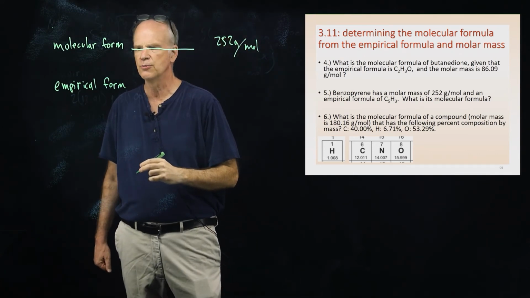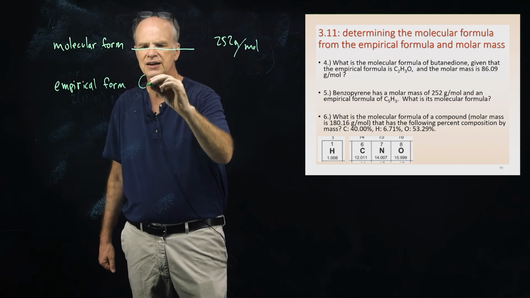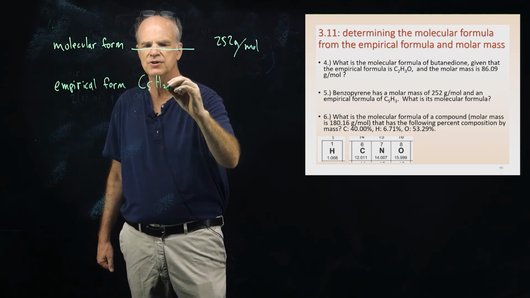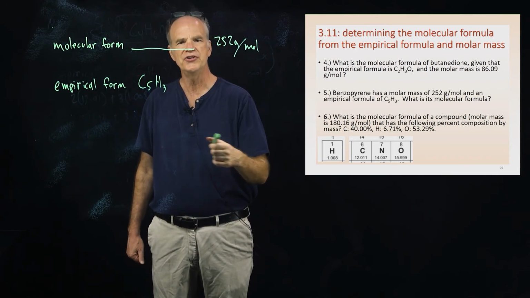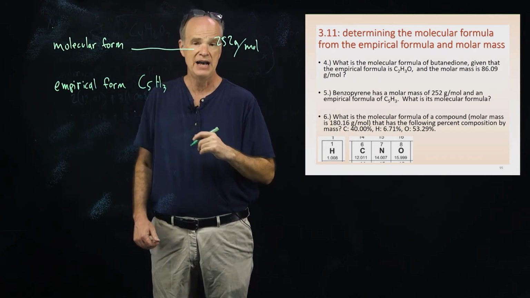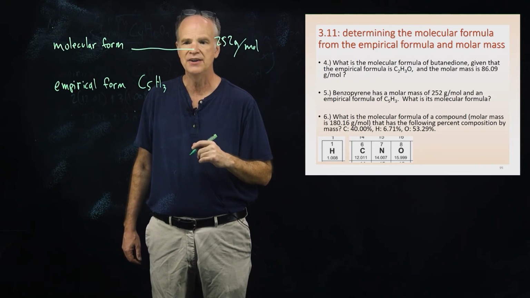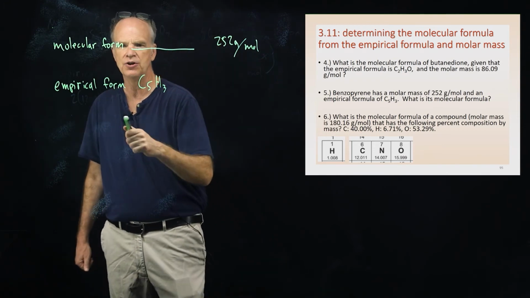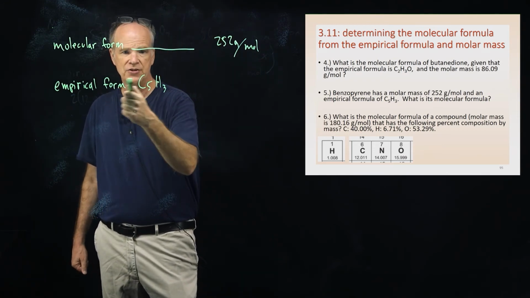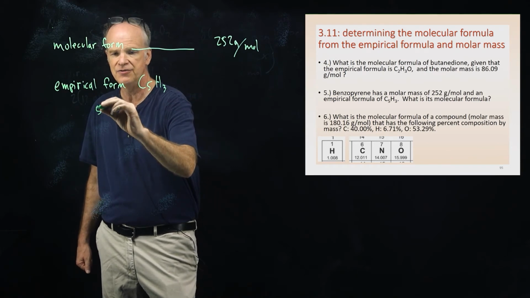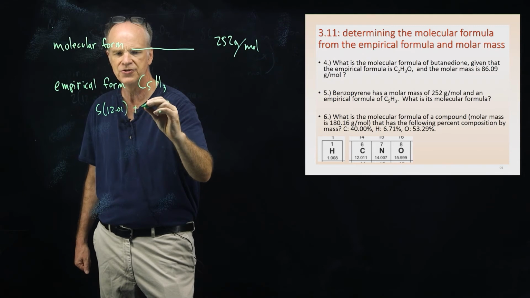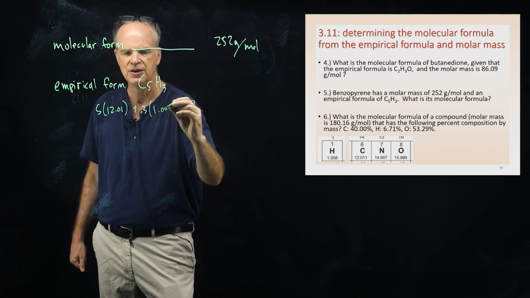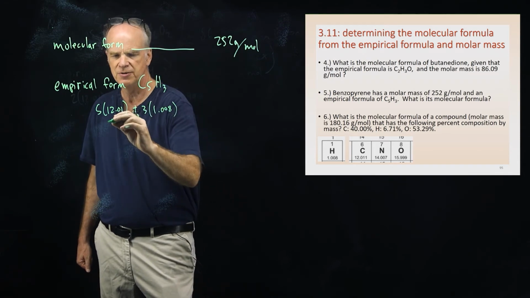And the empirical formula we do know, it's C5H3. So again, what we have to do is find the molar mass of this empirical formula and see how many times the mass of the molecular formula is of that. So that's not too difficult. So we need the molar mass of this compound, and so it's 5 times the molar mass of carbon in grams per mole plus 3 times the molar mass of hydrogen.